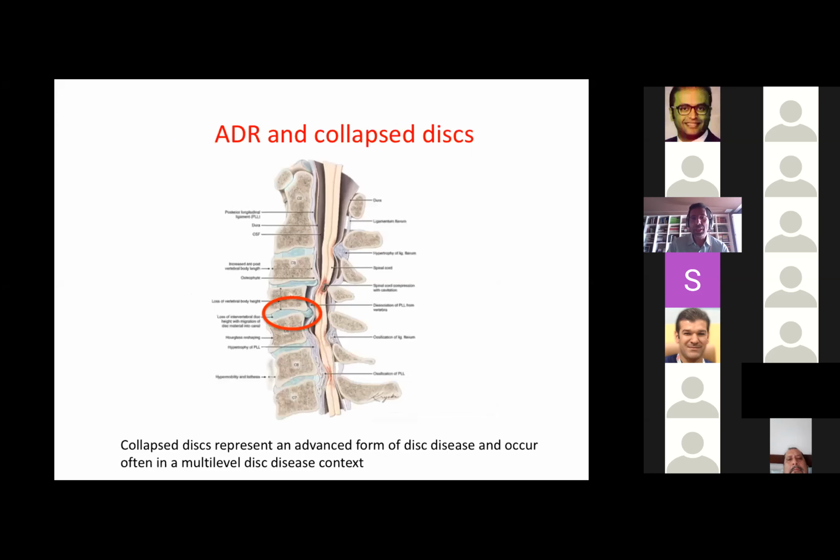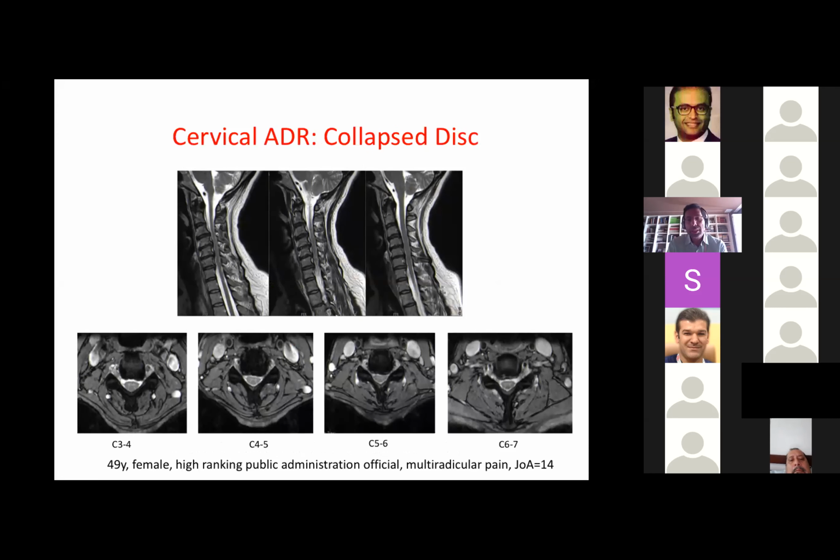So what about the collapsed disc? Collapsed discs usually represent an advanced form of disc disease, and you always find them in a multi-level disc disease context. Here, a case that is not different from the one our moderator showed us, and these are cases that I see more and more in my practice. Young adults, 49 years old, a high-ranking public administration official with multiradicular pain, with multi-level disc disease.